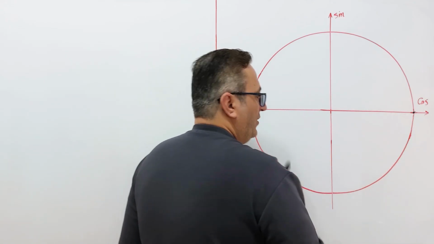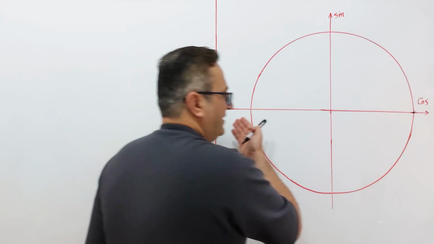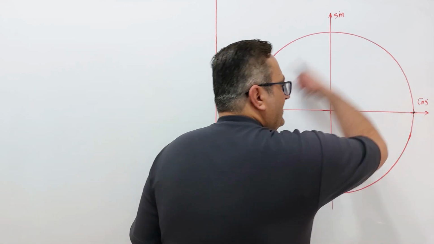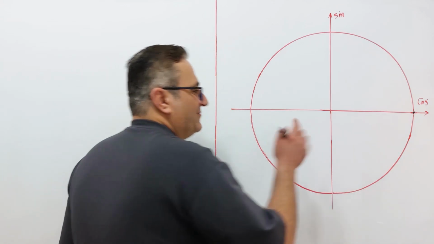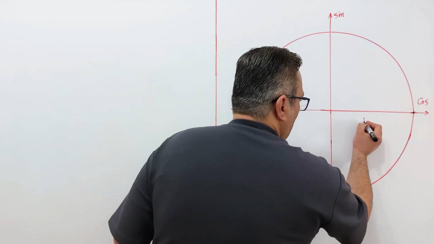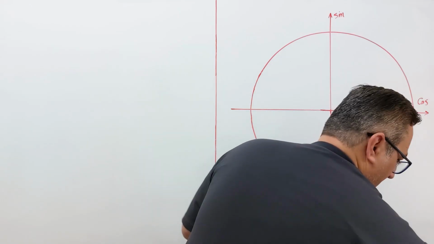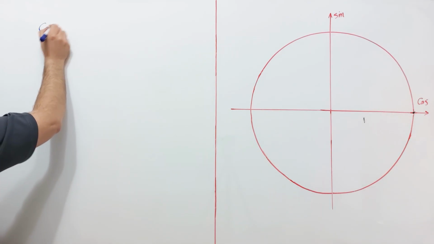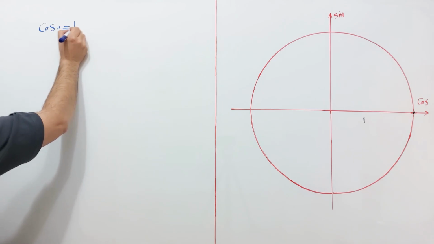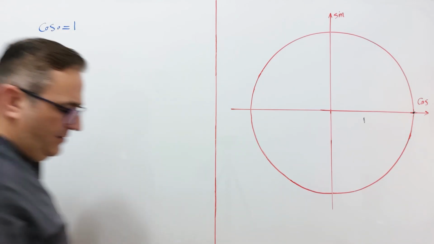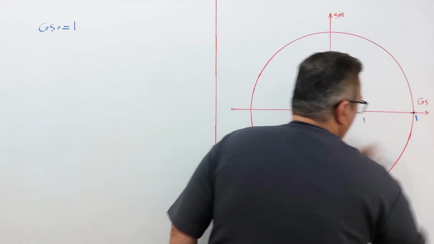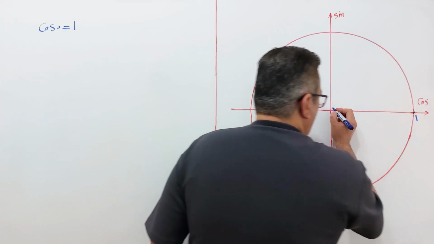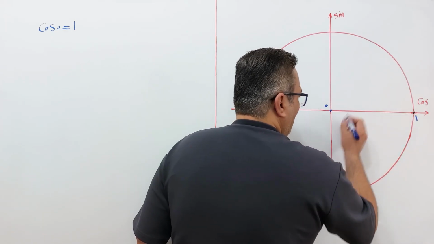If you look at the cosine axis, you'll see 1, because the radius of this unit circle is 1. So cosine of 0 is equal to 1. Here, 1. And here is 1, here is 0.